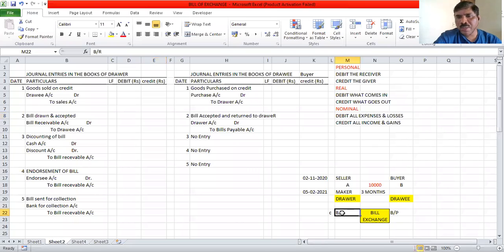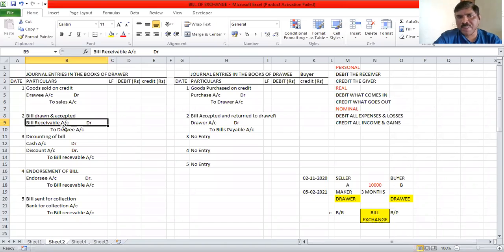As you know, bill receivable we write on the asset side. Bill receivable is an asset, a real account, where we debit what comes in. So the bill receivable is received by the drawer from the drawee. Therefore it comes in, so debit, and the giver, the drawee, is credited. So my second entry in the books of the drawer, that is bill drawn and accepted: bill receivable to drawee.